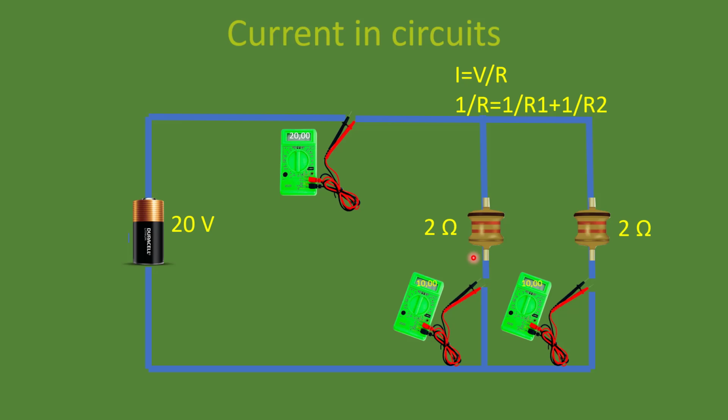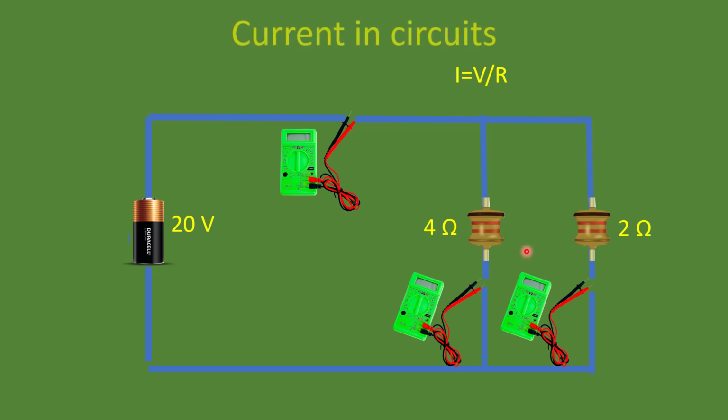So let's look at one more scenario. In the second scenario, we are connecting unequal resistances in parallel. We have 4 ohm and 2 ohm resistances connected in parallel. The equation is I equals V by R and 1 by R equals 1 by R1 plus 1 by R2. If the resistances are connected in series, what will be the equation? R equals R1 plus R2.